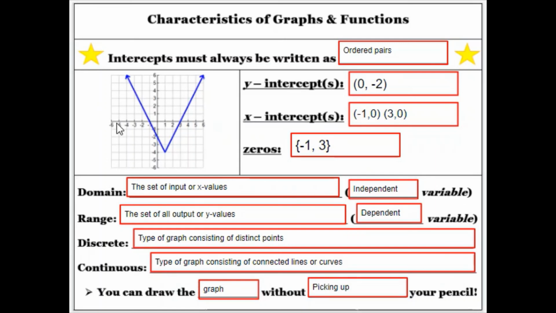So to look at this graph as an example, if I were to ask you, is this discrete or continuous? I'm saying, is it just a graph of distinct points? Is it just dots on a graph? Or is it connected lines or curves that I could graph without picking up my pencil? Which one do you think it is? This is in fact continuous because I could graph this whole thing by starting up here. It's all connected lines. I could draw that whole graph without picking up my pencil. Next class, we'll talk more about how to give the domain and range of different kinds of graphs.